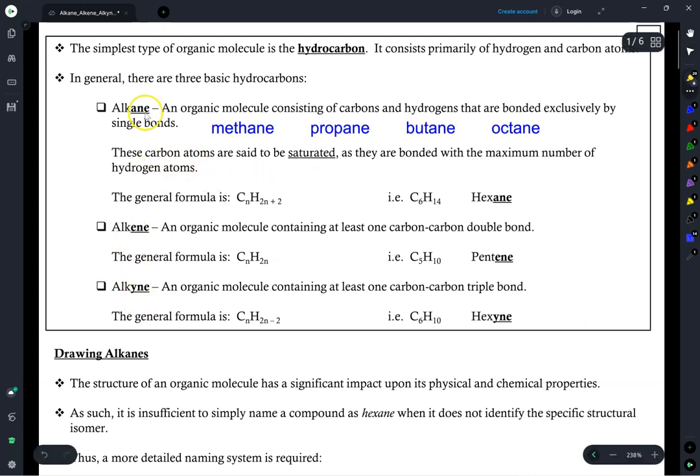Common examples of alkanes that you will encounter in your everyday life include methane, propane, butane, and octane. You may notice that every single one of these compounds ends with the suffix ane, and that's just there to show the reader that they belong to the alkane category of hydrocarbons. If they had been alkenes, then they would have had an ene suffix, and if they had been alkynes, then there would be a yne suffix.